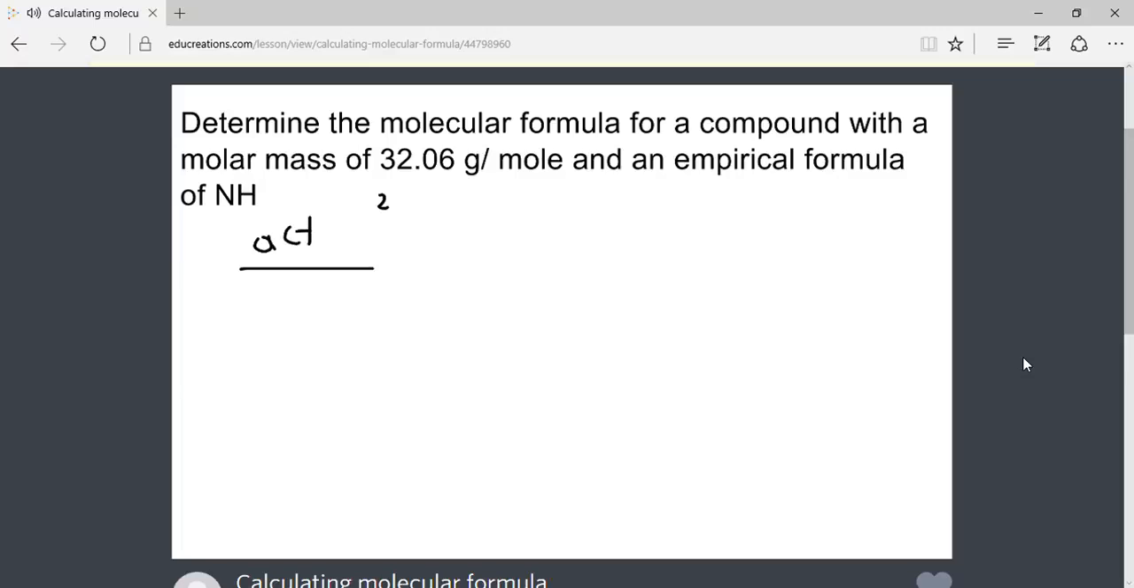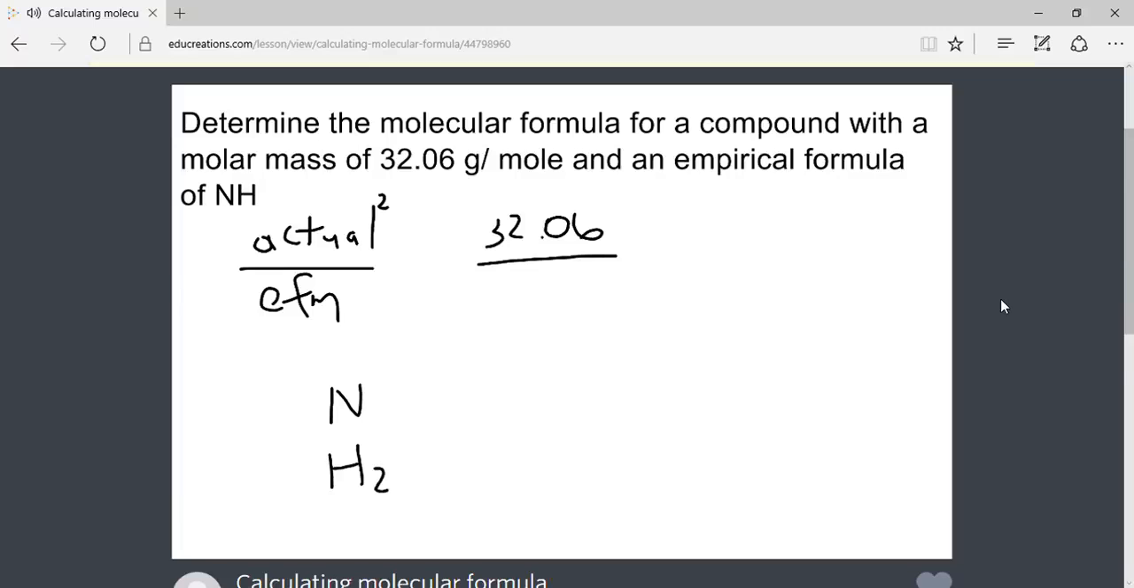we would always compare the actual mass, known as the molar mass, to the empirical formula mass. So I like to call that EFM. So we compare the molar mass in actual to the empirical formula mass. Our actual being 32.06. Our empirical formula mass comes from one N and two H's. Adding that, we get a total value of 16.03 grams. By dividing the actual mass by the empirical formula mass, we arrive at the whole number 2.